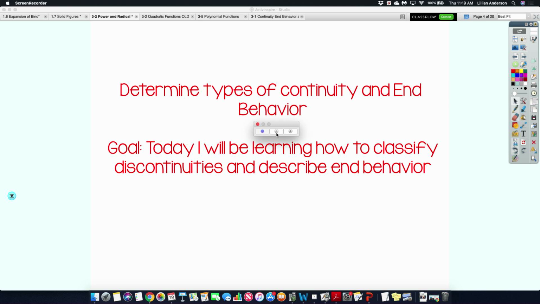And so you're going to need to know these two terms because you'll be asked to describe the end behavior as well as determine if there are any types of discontinuity. So today you're going to learn about not only how to graph power and radical functions, but also how to describe end behavior and determine and classify discontinuities.